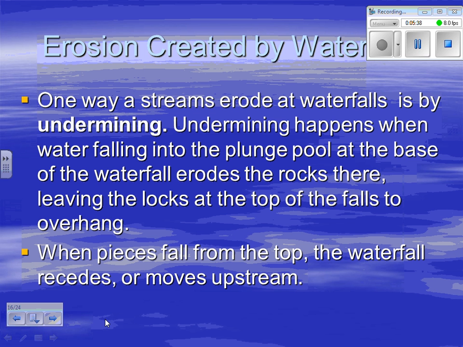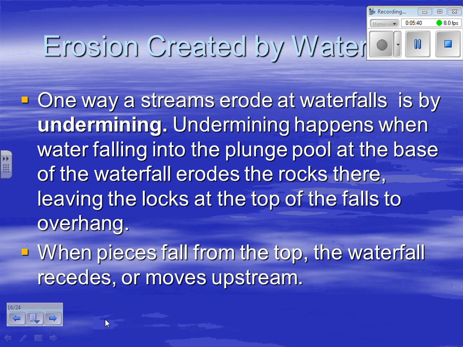Erosion created by waterfalls. One way a stream erodes at waterfalls is by undermining. Undermining happens when water falling into the plunge pool at the base of the waterfall erodes the rocks there, leaving the rocks at the top of the falls to overhang. When pieces fall from the top, the waterfall recedes or moves upstream.